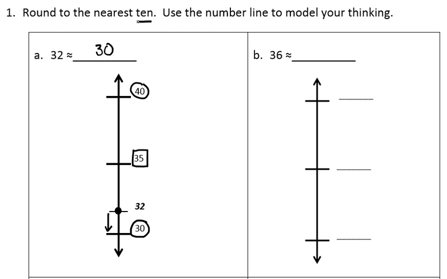Let's follow the same steps over here. Now I'm rounding the number 36. While 36 is still between 30 and 40, the midpoint between 30 and 40, or halfway, is 35. Now let's show 36 on the number line. Well, 36 would be past 35. Since 36 is above the midpoint, it's going to round up to 40. 36 rounded to the nearest 10 is 40.